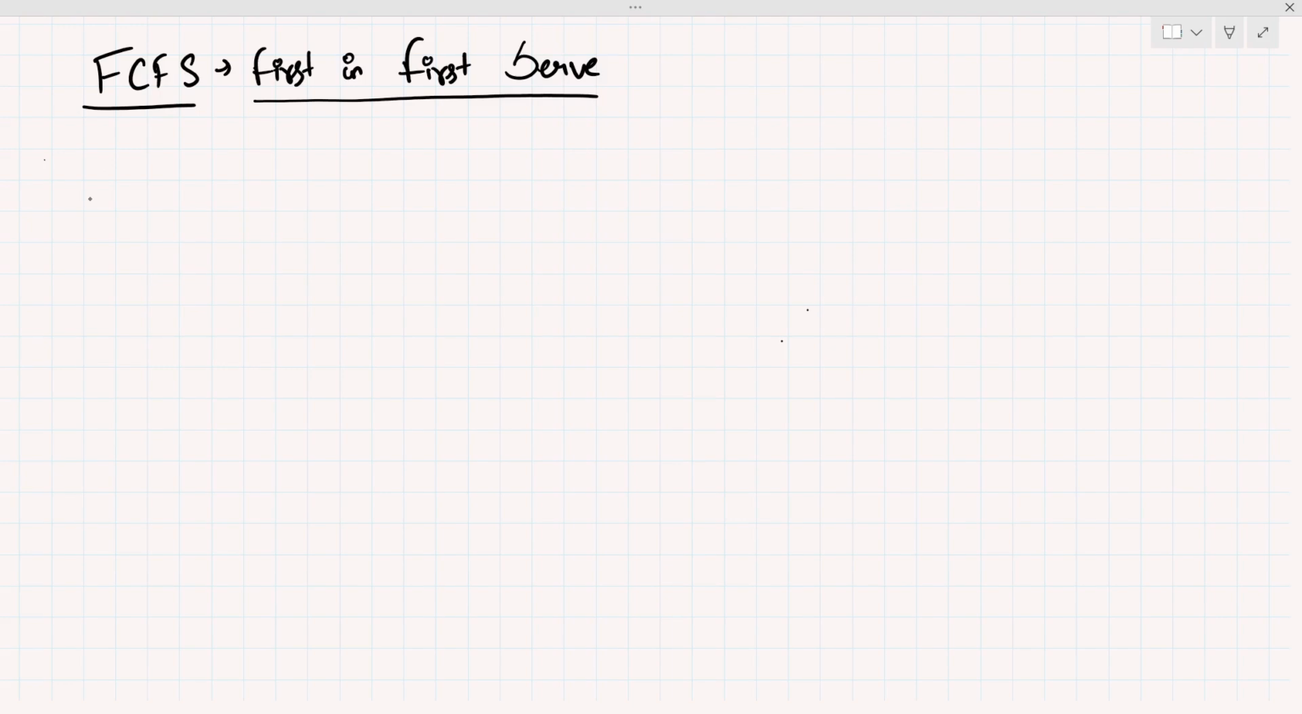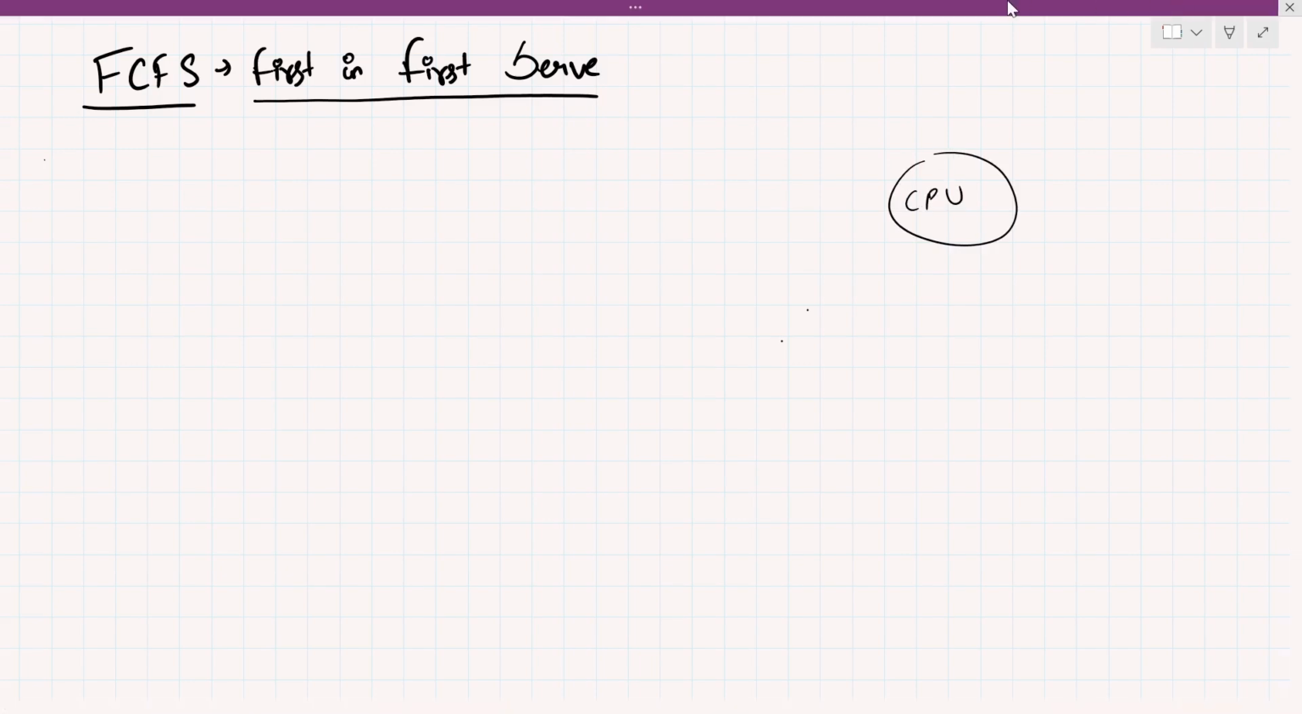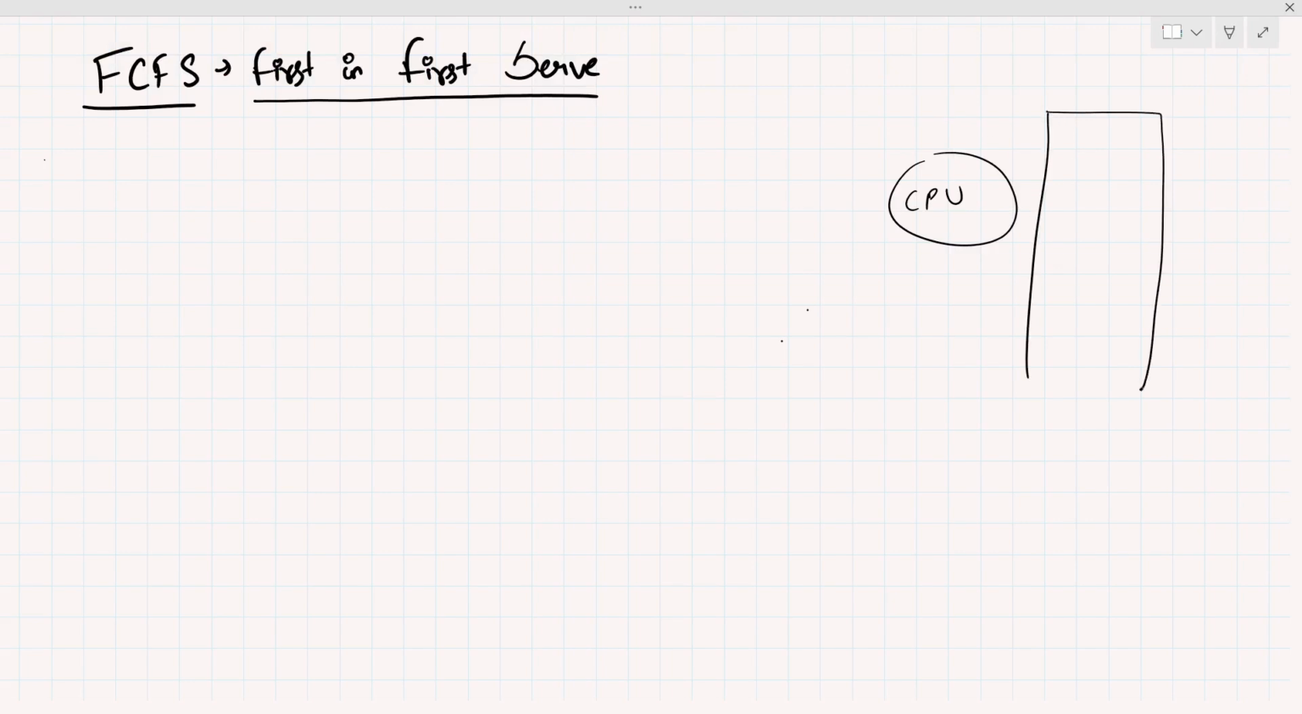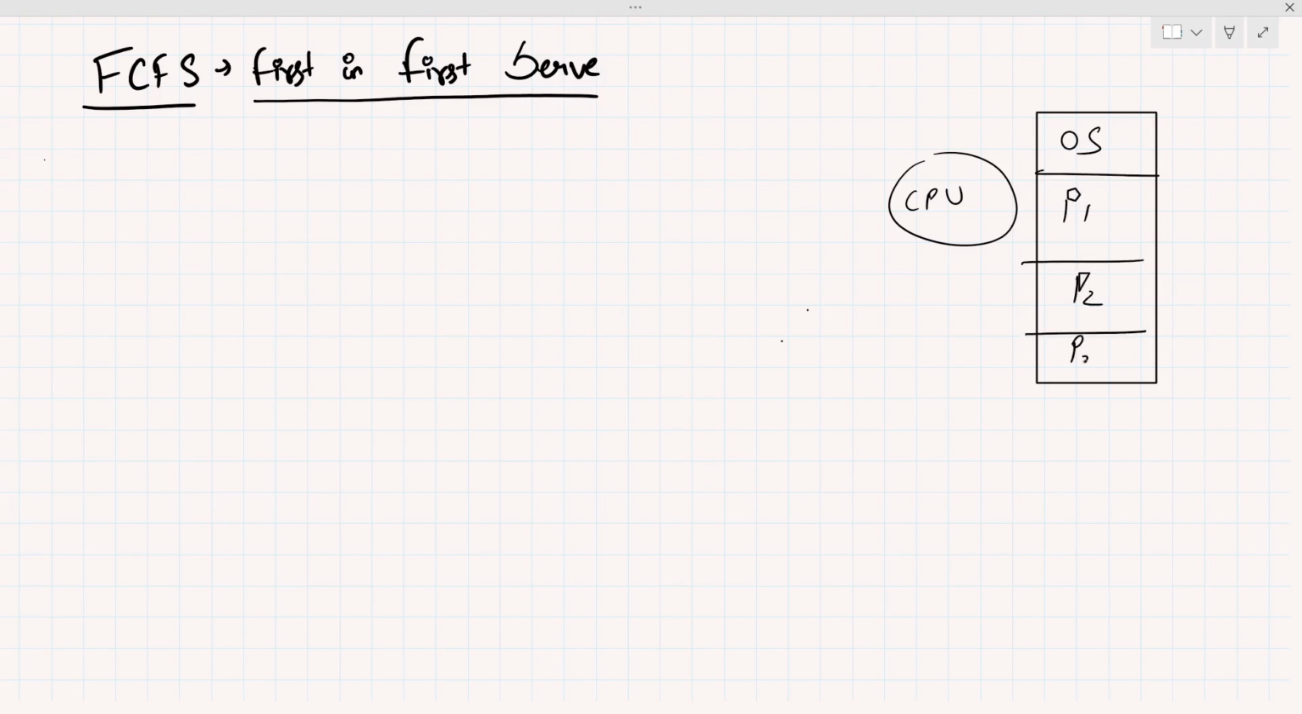In the FCFS scheduling algorithm, a process basically decides to get the CPU. What does this mean? This is the CPU, and this is memory. We have the operating system and so many processes. Now, in the FCFS algorithm, how does a process get the CPU?